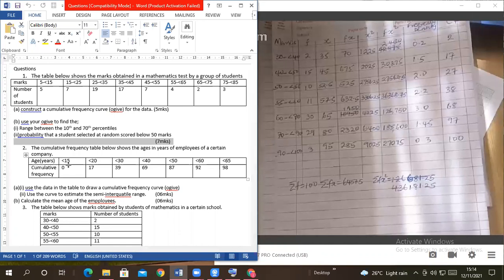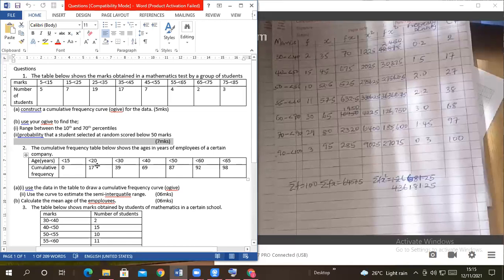Those are upper class boundaries. But you see, how do you notice them? They've given us 15 there. Now they've not given us a lower class boundary of the second class. So it means 15 is the upper class boundary of the first class, and then it becomes the lower class boundary of the second class right there.